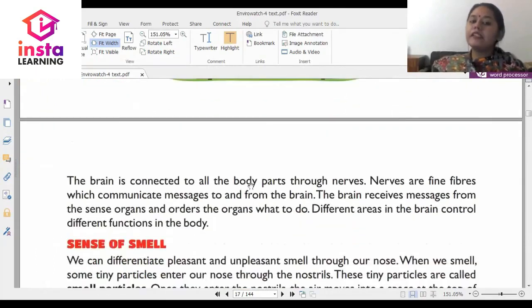The brain is connected to all parts of the body through nerves. So how is it that what we smell is registered here? How? Because these are connected through nerves. Nerves are fine fibers which communicate messages to and from the brain.